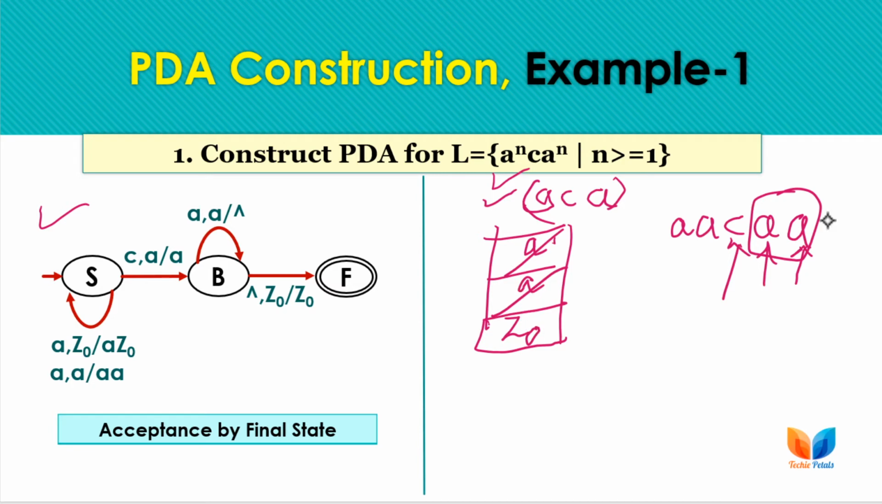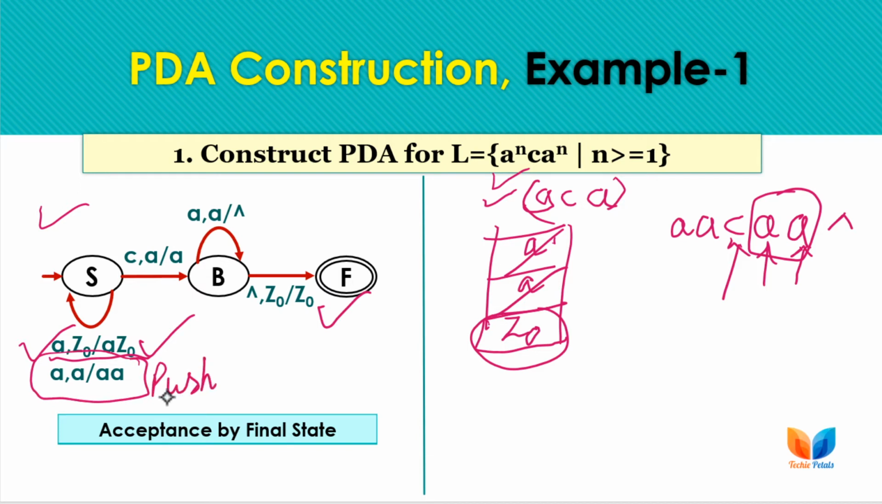And when the input string is null and the stack top is Z0, we move to the final state. All these concepts are already covered. Here this was the move for the first A. As n is greater than or equal to 1, we must have at least one A before the C. So at the first A, the stack top will be Z0 only. This is the move for the first A of the string, and for all other A's, this is the step to push them onto the stack.